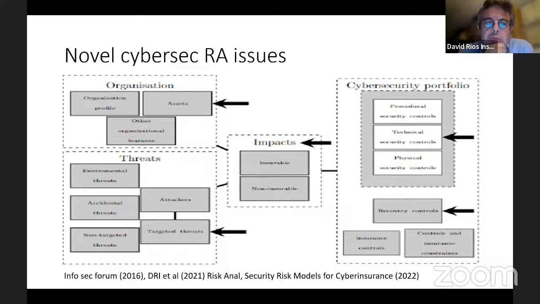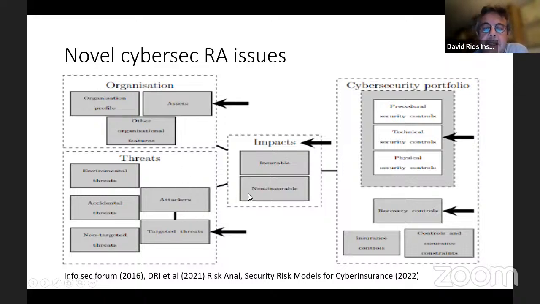Let me talk now about what I think are the novel issues that need to be considered. In this work we are starting with one standard. There are many cybersecurity standards, but we've adopted the one from what is called the Information Security Forum. Based on that, we did some work on cybersecurity risk analysis and some books, etc. So that's how we initially view cybersecurity risk analysis. Basically, we have an organization with assets and certain features, which is swimming in an ocean of threats. There are environmental threats, but also non-targeted and targeted cyber threats.